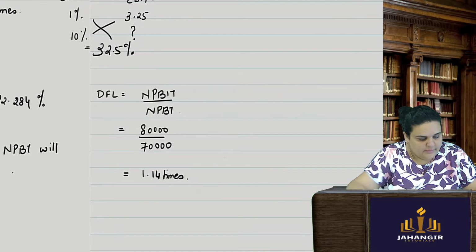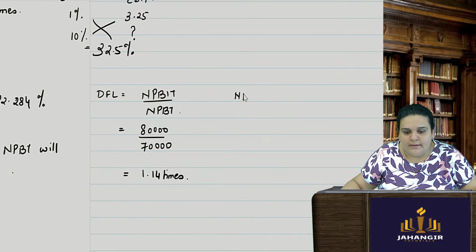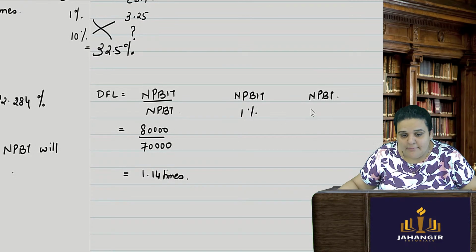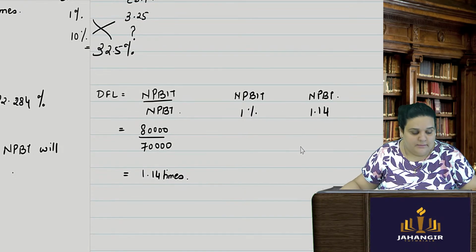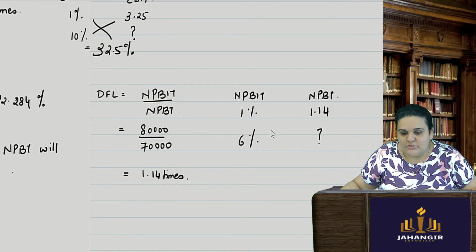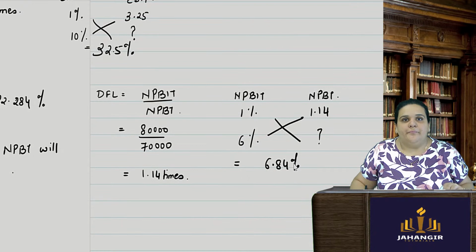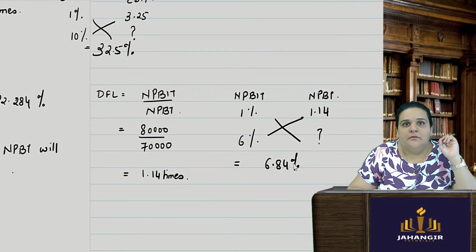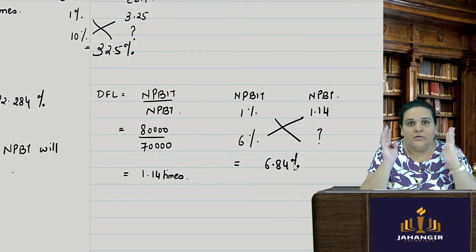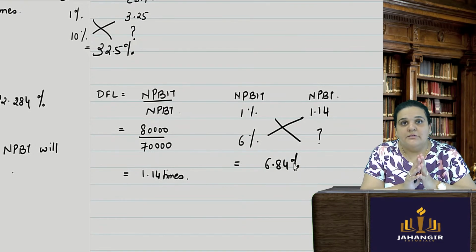Two variables. We are talking about NPBIT and NPBT. If NPBIT is changing by 1%, NPBT is changing by 1.14%. So if there is a change of 6% in NPBIT, how much will this change? Cross multiply. The answer is going to be 6.84%. Okay. So I hope these sums have made your concept of leverages chapter clear.